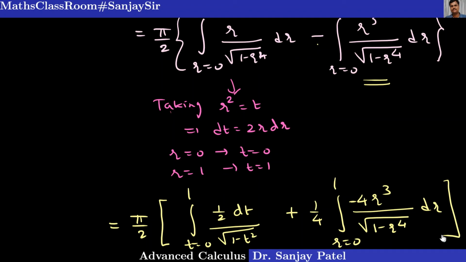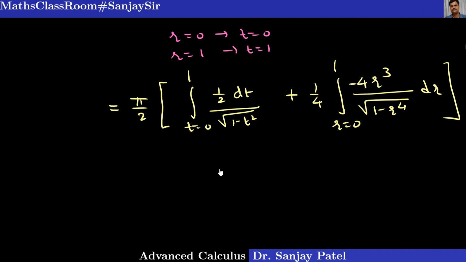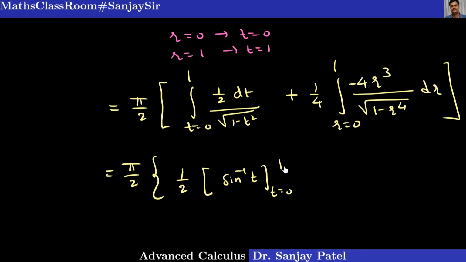Okay. So what is the next step? Very simple. This is equal to pi by 2 into integral of 1 upon square root of 1 minus t square is sine inverse t. This 1 upon 2 as it is. And integral of 1 upon square root of 1 minus t square is sine inverse t, and t equal to 0 to 1. Plus 1 by 4. This is something like f dash x upon root fx. So its integral is 2 root fx. So 2 root 1 minus r raised to 4, and r is equal to 0 to 1. So you will get this.